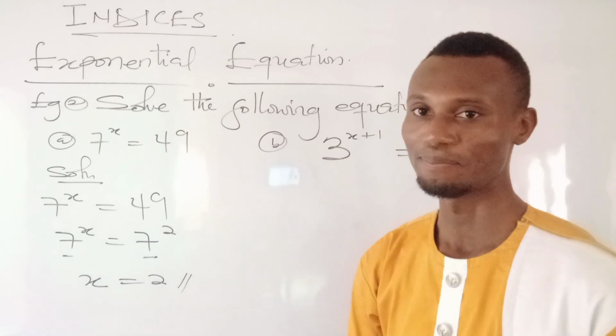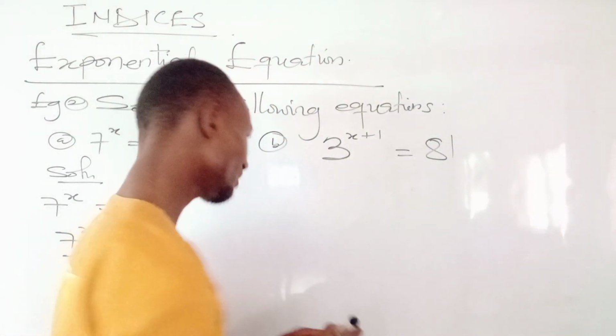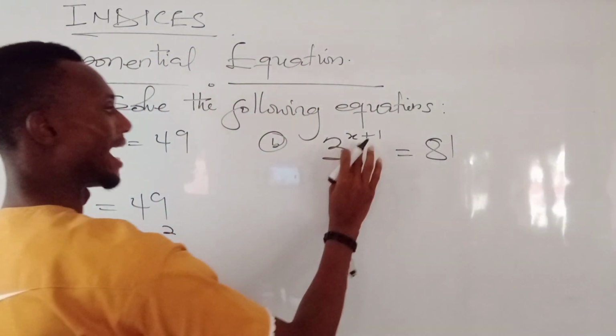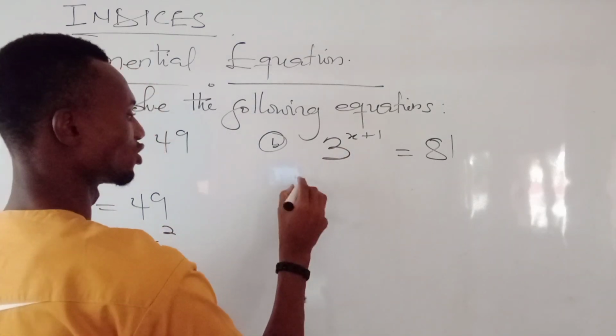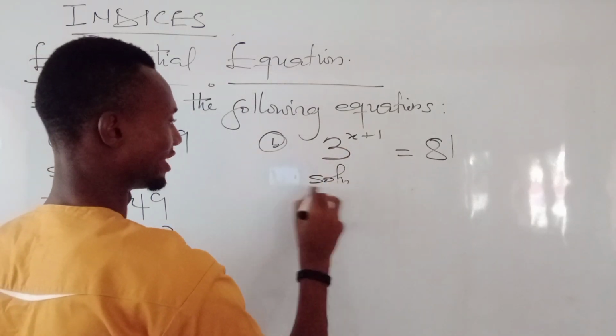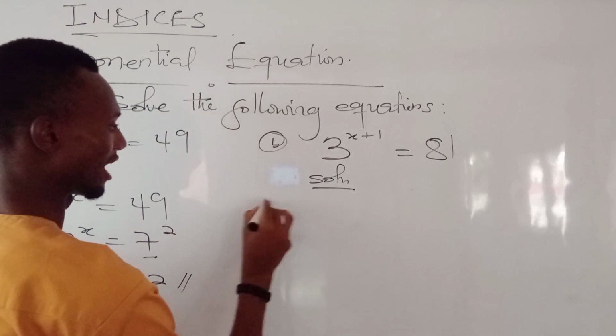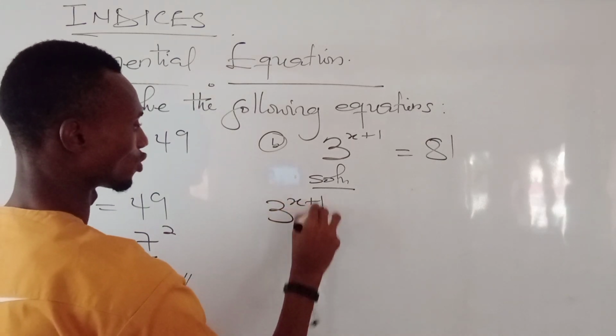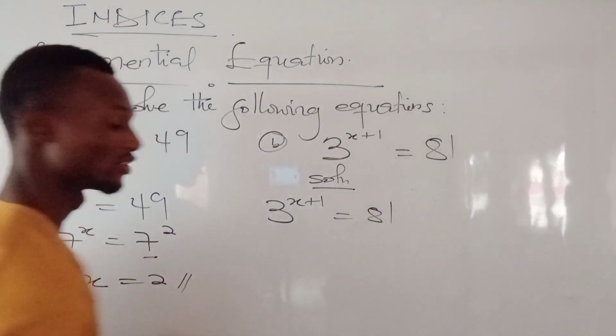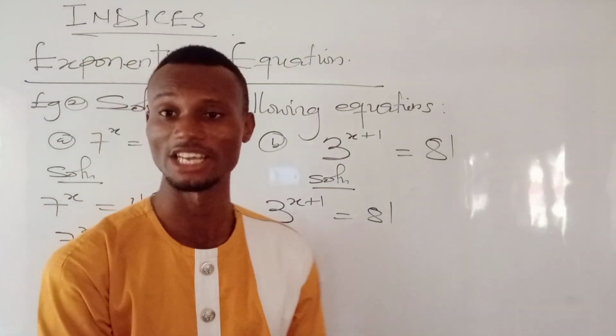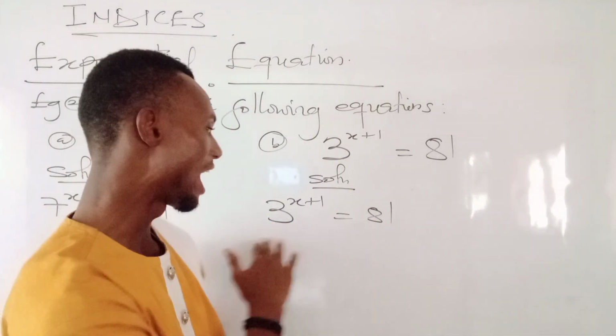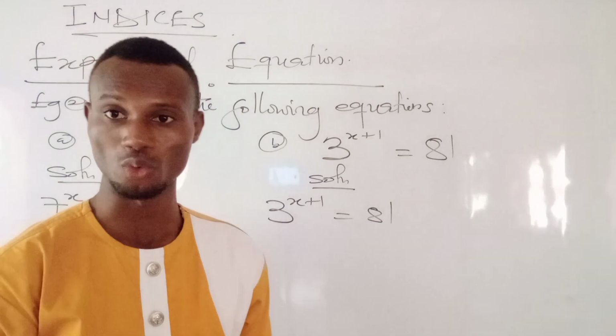Now let's handle the B as well. Okay, so the B, I have 3 to the power S plus 1 equals 81. So let me write my solution and let's do it together. So I have 3 to the power S plus 1 equals 81. So again, the same process. We have to make sure that we have the same base, then we equate the powers.